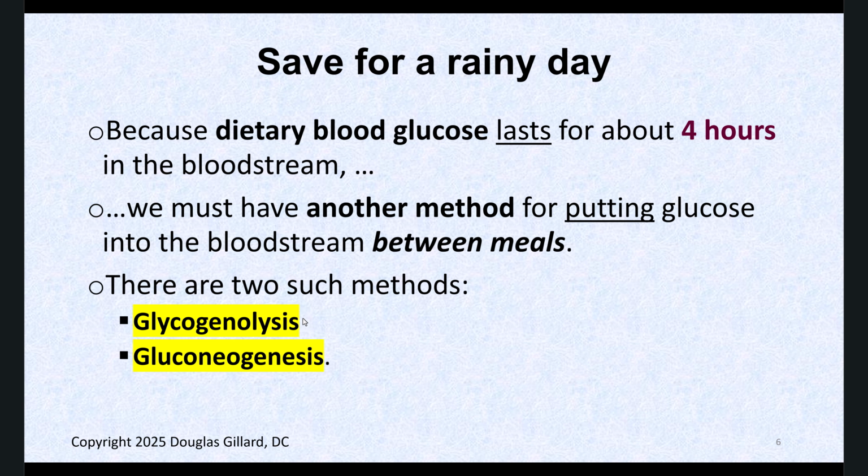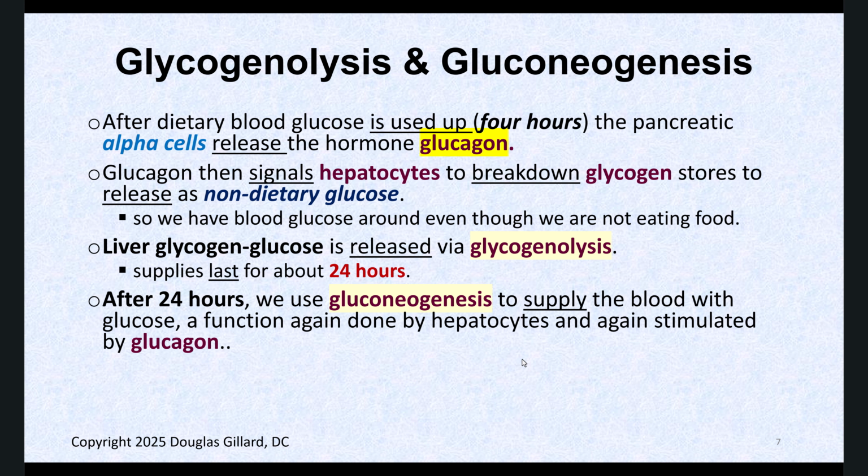All right, so what's the trick? Well, the trick is to eat enough food so that there's extra glucose to store for a rainy day. And that rainy day will come during your overnight fast every night. And so we have to have another method to put glucose into the blood between meals. And here are two such methods, in order. Glycogenolysis. That is the breakdown of glycogen to glucose molecules to release into the blood. And then there's gluconeogenesis. Gluconeogenesis, we'll do that one next week for sure.